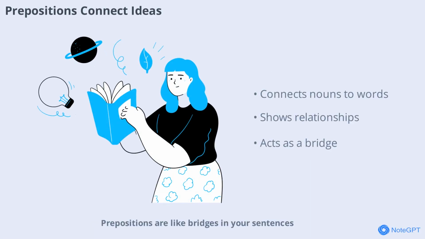Prepositions are like bridges in your sentences. They connect nouns to other words and show relationships. For example, "the keys are on the table." Here, on connects keys and table, making the sentence clear.